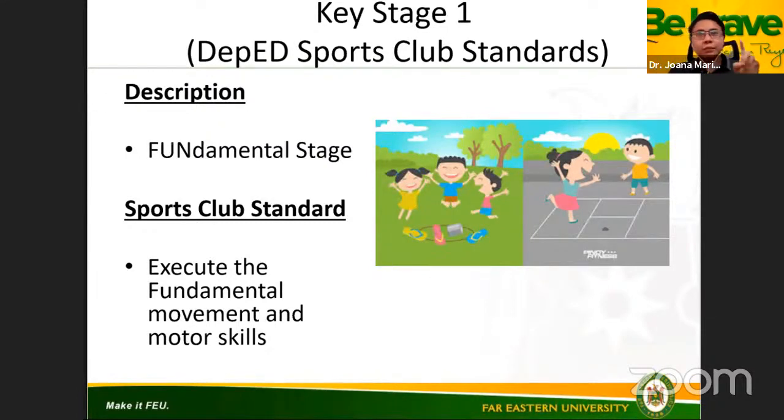For key stage 1, covering kinder to grade 3, it is more on the fundamental stage. From the word fun, the child is really just playing here. The standard is to execute fundamental movement and motor skills, as long as the child can move. If you are an elementary teacher listening to me now, I know you understand handling children from kinder to grade 3, since I was also a kinder and grade 1 teacher before.